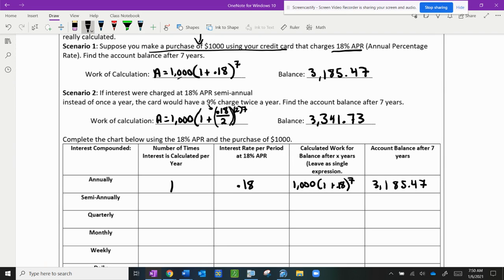Just going to rewrite it. Semi-annually, this is the same one that we did up here, so twice. Interest rate per period, that'd be 0.18 divided by 2, which is 0.09. And then if I was going to plug this in that we already did, 1 plus 0.18 divided by 2, and this was going to be 14, and then we got 3,341. Okay, and now we're going to keep going.